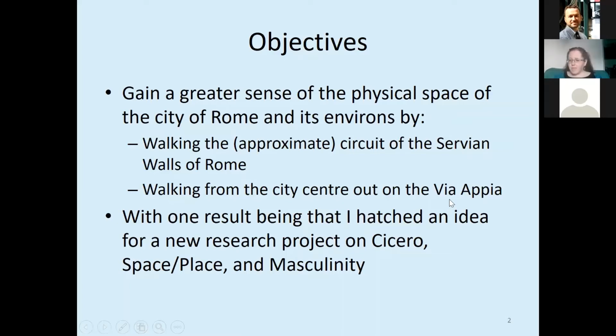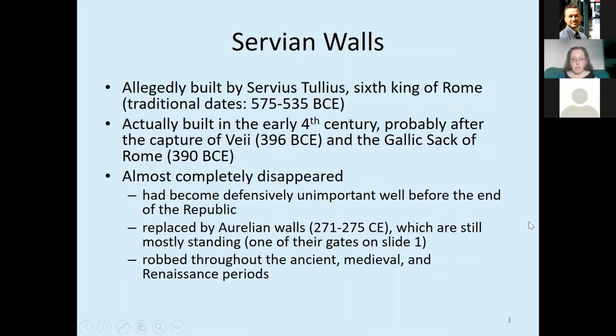One of the results of these walks was that I did end up hatching this idea for a new research project on Cicero and space and place and how this relates to masculinity as it is portrayed in Cicero's work. That's the last thing, which I'll get to at the end. First, though, the Servian walls.